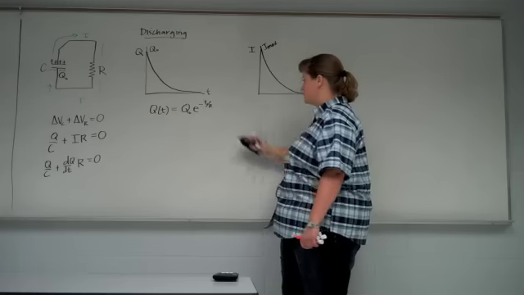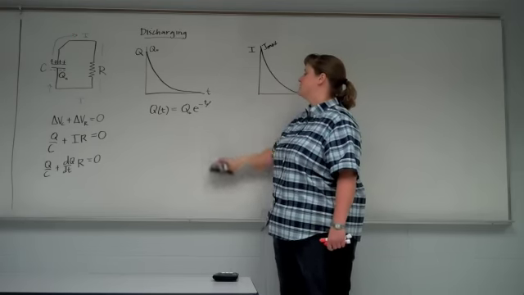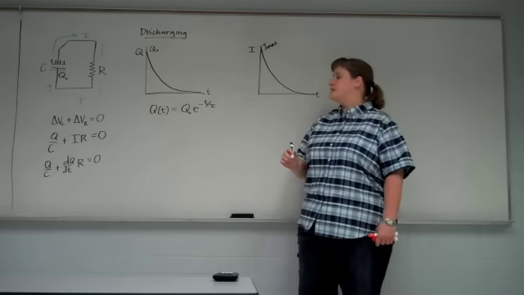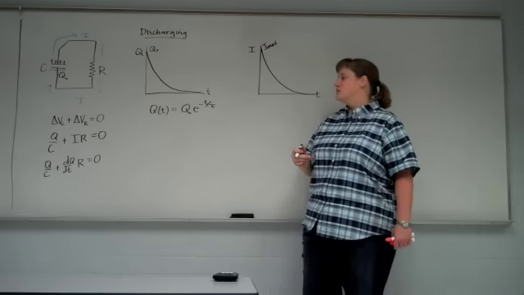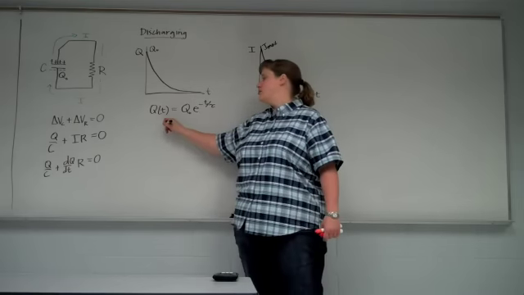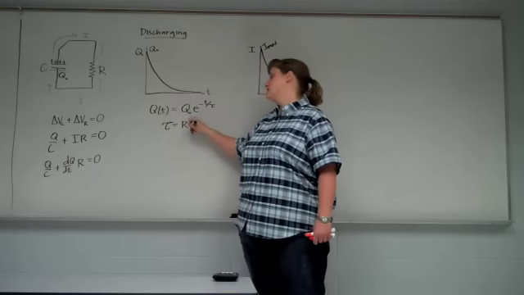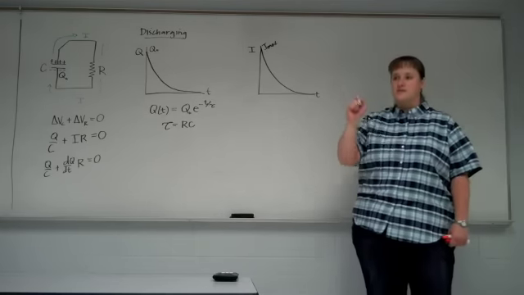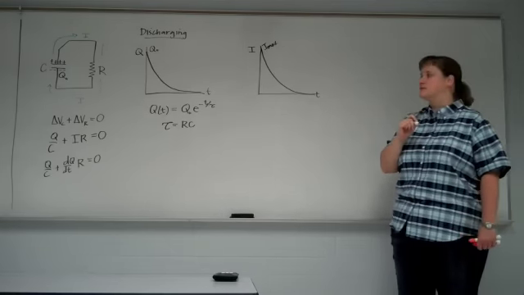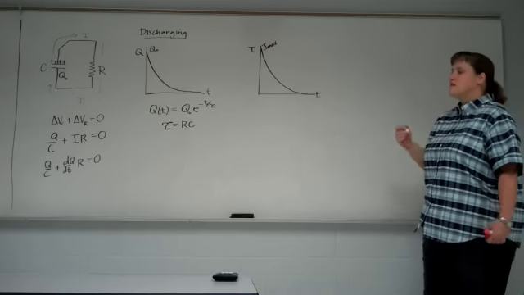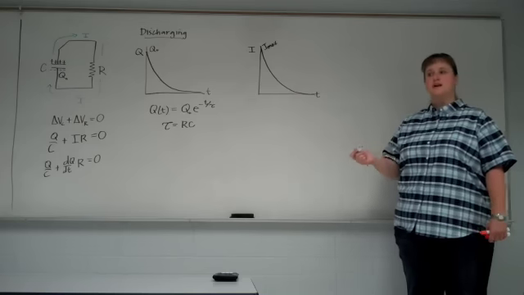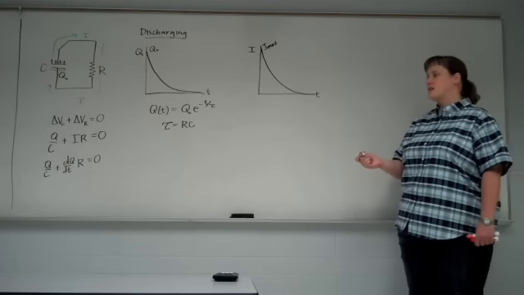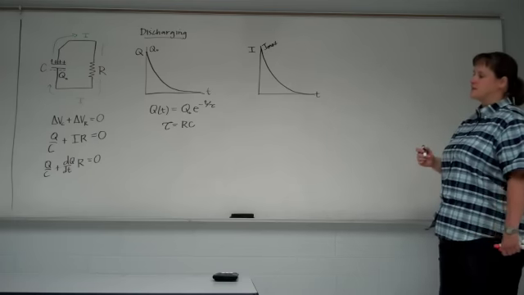I'll leave it as tau. I did that in the last one. So Q naught being the original charge, e to the negative t over tau. Tau is still RC. This time it represents the amount of time it takes to drop down to 37% of its maximum value. But it's still a measure of how fast this is going to happen. The bigger the time constant, the longer it will take for the capacitor to discharge. The smaller the time constant, the shorter amount of time it will take to discharge.